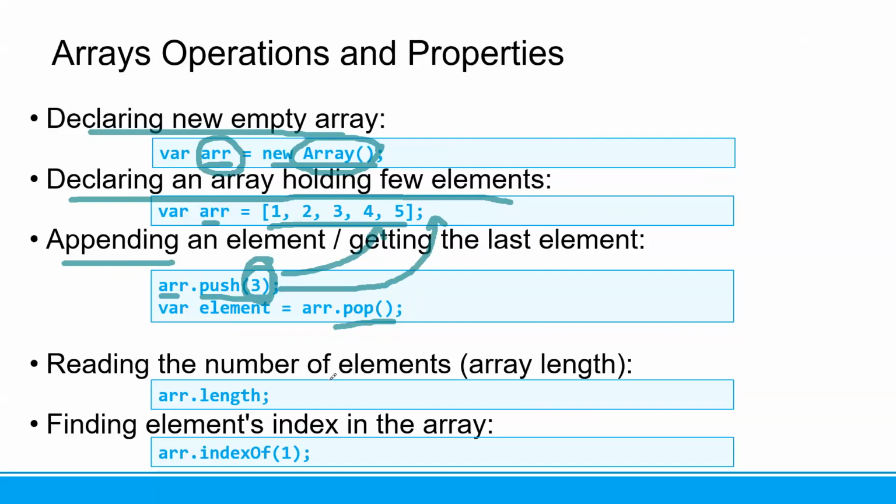Reading the number of elements. So I have length to check how many elements that I have, and then find the elements index. So if I want to check what is the value in index 1, then I can use arr.index of 1.